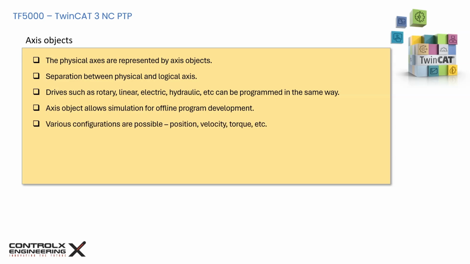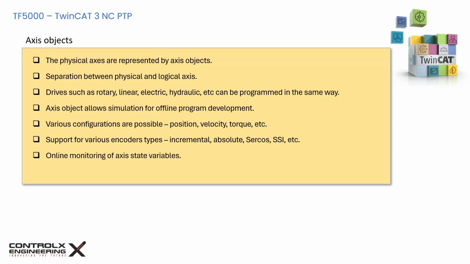The control of the axes can be configured in various configurations, for example, position, velocity, or torque control, and various controllers are possible. The axes are configured in TwinCAT Engineering. It has support for various encoders, such as incremental encoder, absolute encoder, digital interface to the drive, such as EtherCAT, Sercos, SSI, etc. Allows online monitoring of all axis state variables, such as set point values, control values, etc.